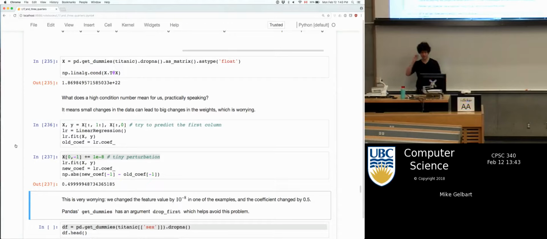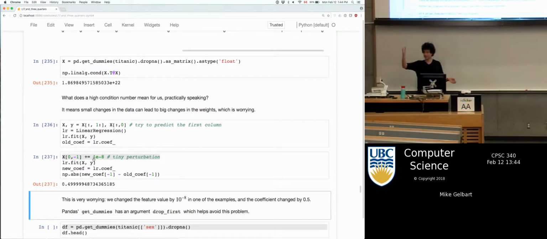And when you have this mess with the Titanic data set, look at what happened here. I just changed one entry in my features by an insanely small amount, and my coefficients changed by some decent amount, like 0.5, before and after. So that's what high condition number does and why we don't like it. Because how are we supposed to trust W?